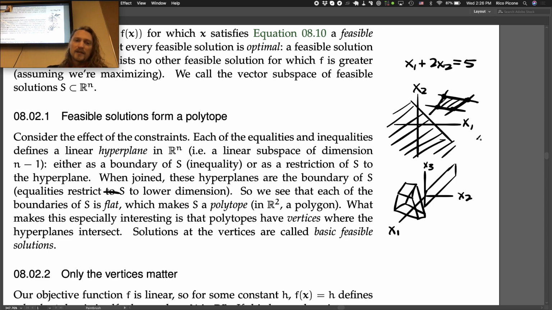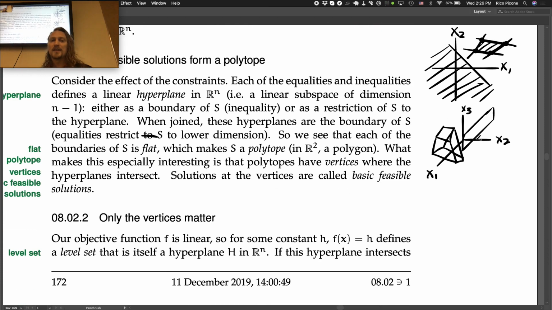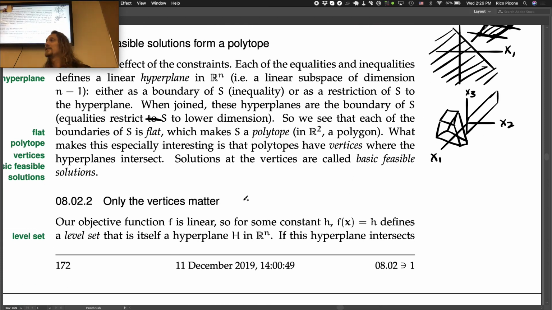Solutions at the vertices are called basic feasible solutions. There are obviously way fewer vertices than there are points inside that region, right? So those vertices kind of define that region. And in a moment, we're going to find out that those vertices are really the only thing that matters.